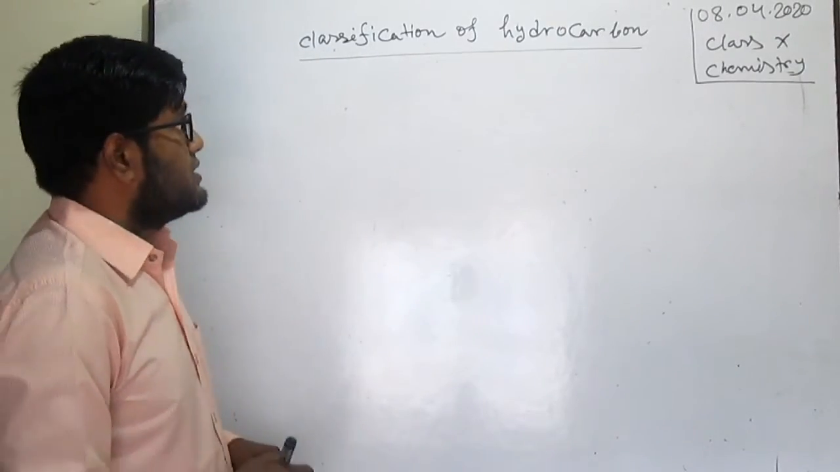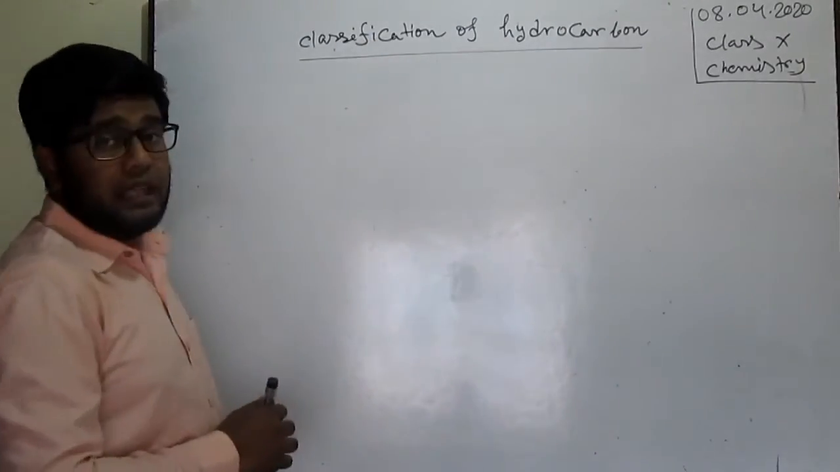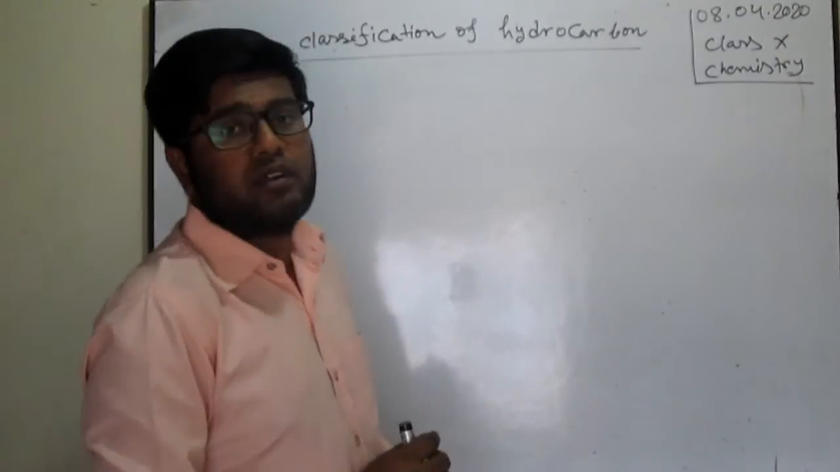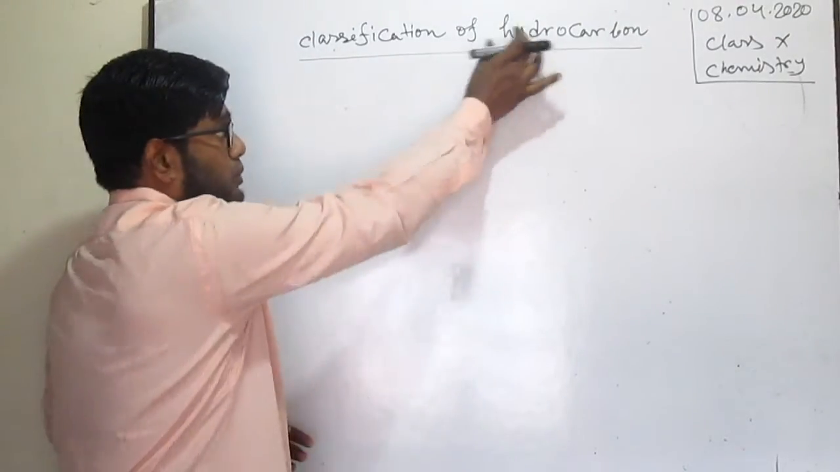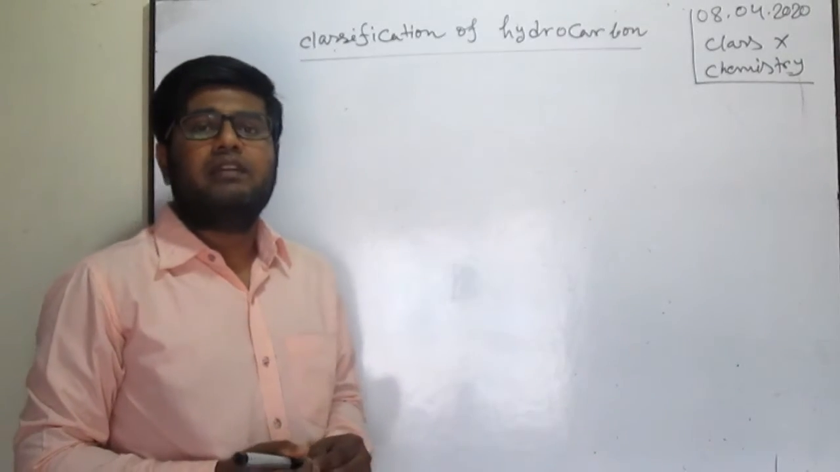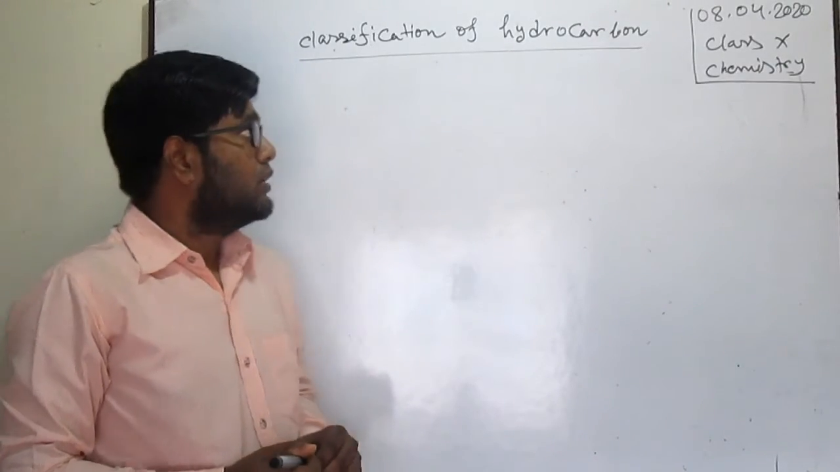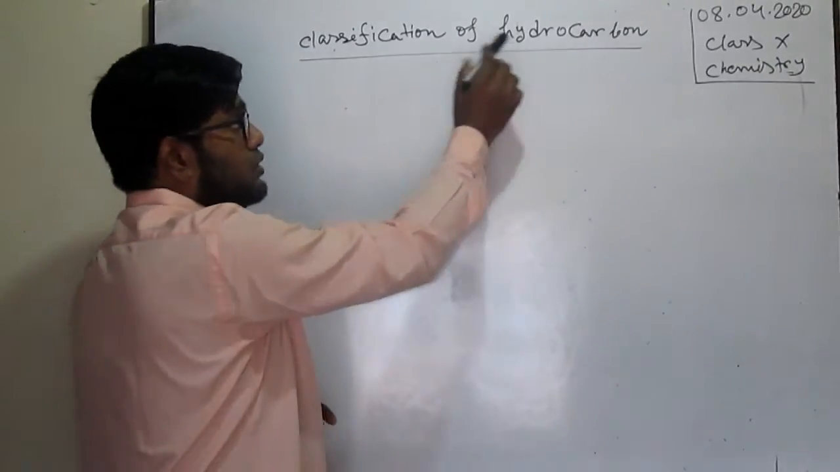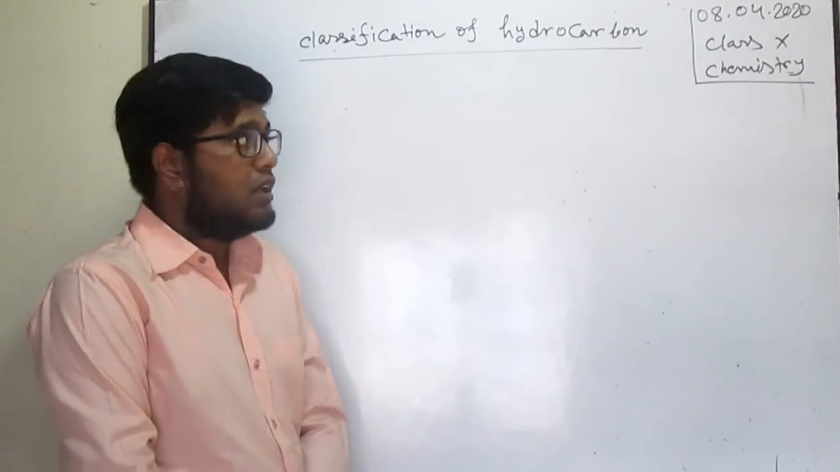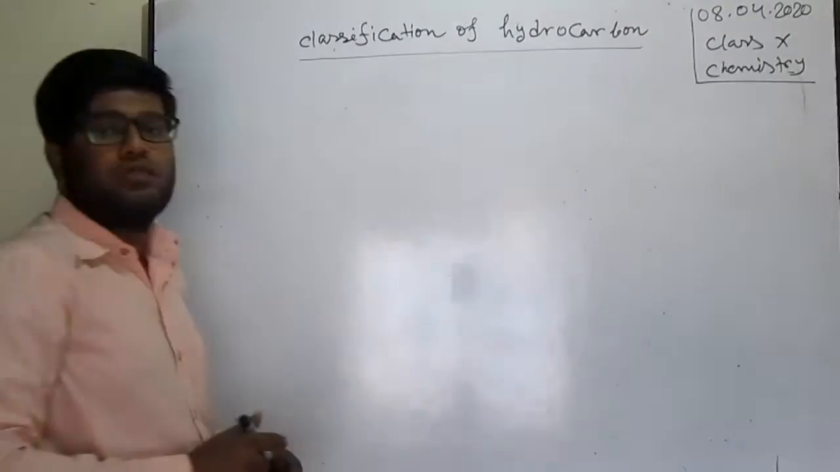Okay, at first I'm talking about the classification of hydrocarbon. This topic, hydrocarbon, is in chapter number 11 in your book. My topic is classification of hydrocarbon. Hydrocarbon is mainly two types.